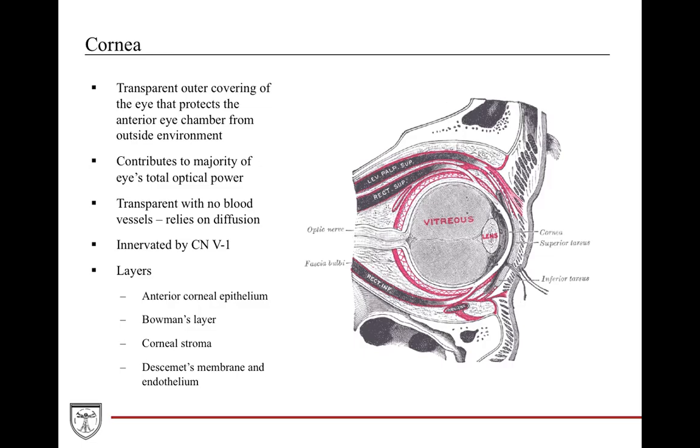And it's innervated by CN V1, the ophthalmic nerve, and it's important for the corneal reflex. So when you touch this, the CN V1 will feel it, and then CN VII, which is the facial nerve, will actually help you with your orbicularis oculi actually blink. It has multiple layers. So the ones you know are the anterior corneal epithelium, the Bowman's layer, the corneal stroma, and the Descemet's membrane, the endothelium. And those are the layers.